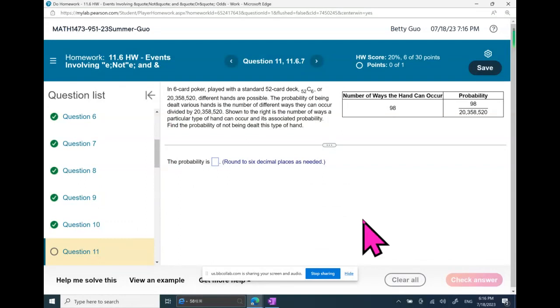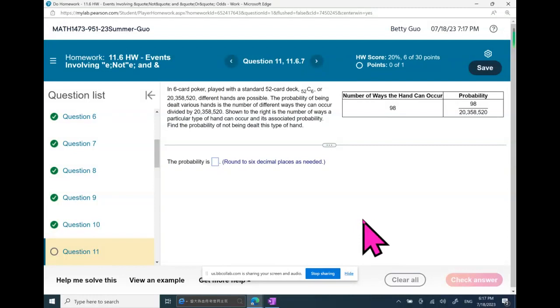So you have this many different hands possible when you randomly select 6 cards from the deck. The probability of being dealt various hands is the number of different ways they can occur divided by the denominator. That's the total number of possible outcomes in the sample space. Shown to the right is the number of ways a particular type of hand can occur and its associated probability. Find the probability of not being dealt this type of hand.